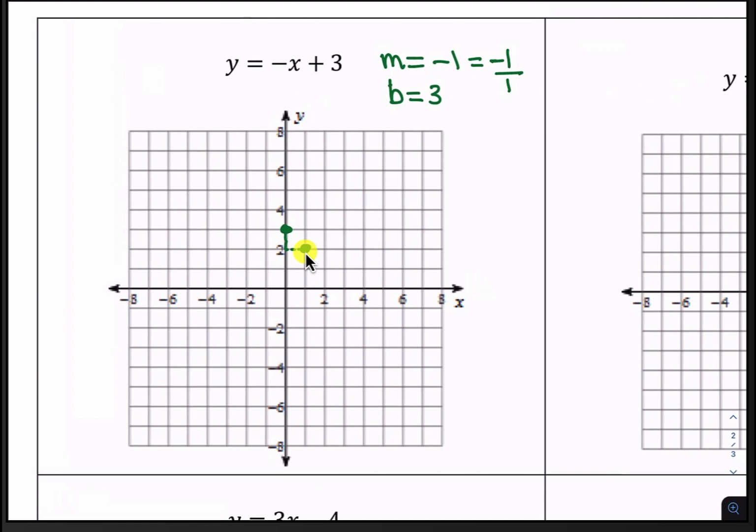Let's repeat that process. Go down 1 and then to the right 1, and we have a third point. If you want to go one more, go down 1 and to the right 1. We have our fourth point. Now draw a straight line through these points.